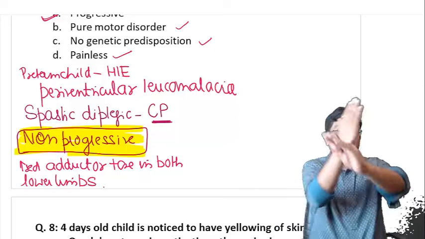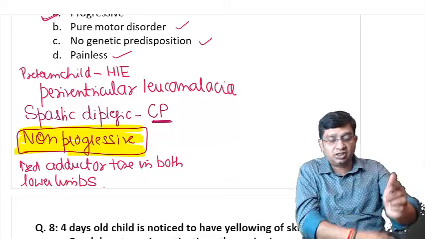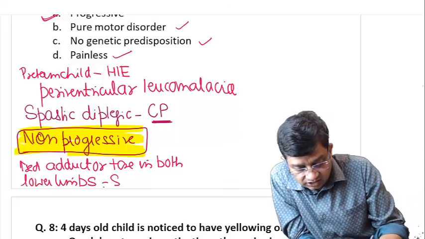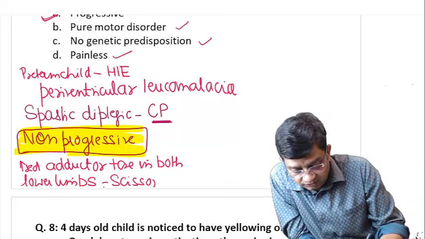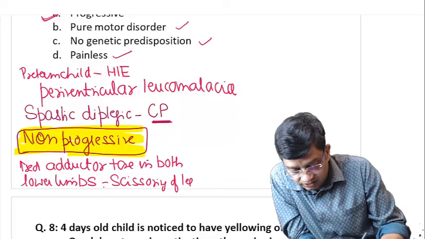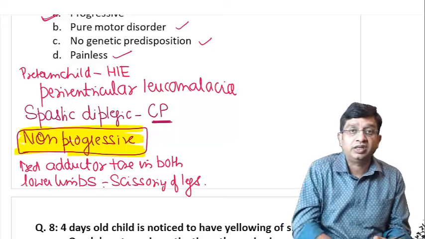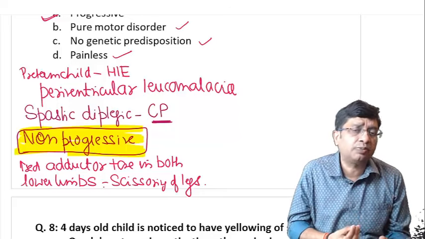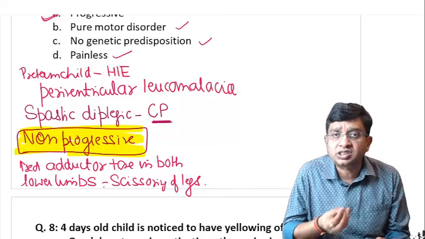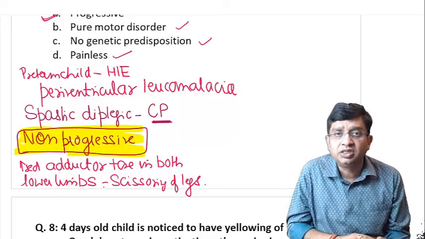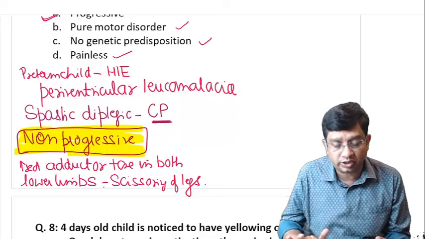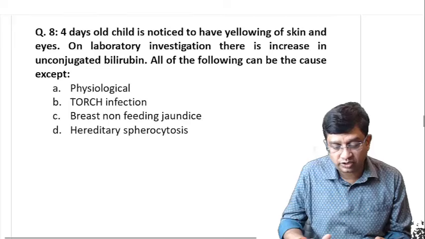So the legs become like this, and for this we use the word scissoring of legs. Right? So it is a simple question, we are just asking: is cerebral palsy progressive or non-progressive? We just need to remember cerebral palsy is non-progressive. Moving on to the next one.